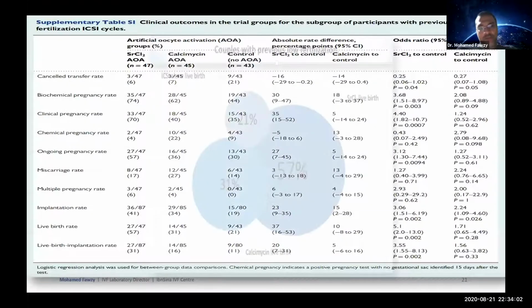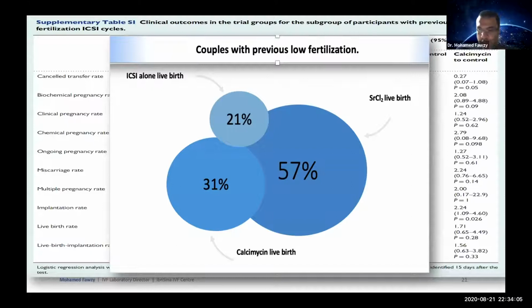Among couples with previous low fertilization, we found strontium chloride activation significantly improves the rate of live birth and live birth implantation compared with ICSI alone, whereas calcimycin artificial oocyte activation and ICSI alone were comparable. Calcimycin might be less effective than strontium chloride because it induces a single calcium wave that is not converted into oscillation, which could explain why calcimycin artificial oocyte activation and ICSI alone were comparable in this subgroup.